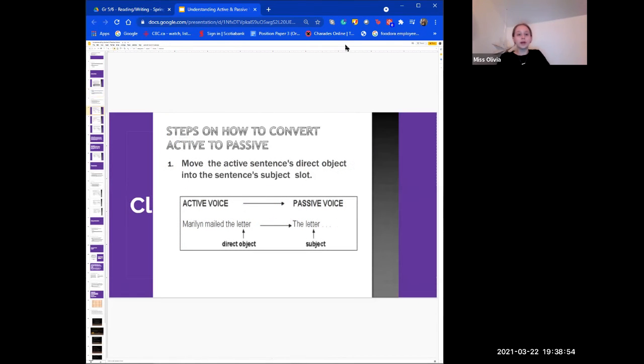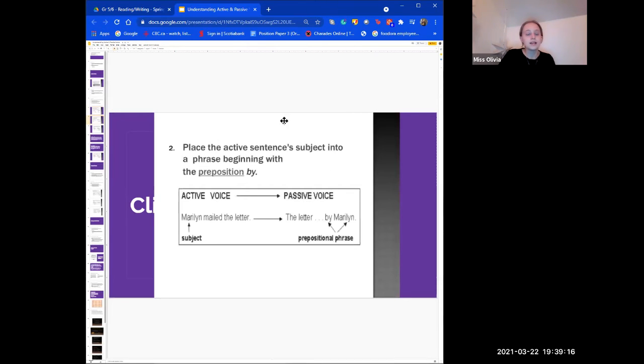All right. Now, sometimes we're given situations where we have to convert the active into the passive, and we're going to have a few questions on this shortly. In order to convert the active into the passive, you have to move the active's direct object into the sentence's subject slot. That's step 1. Step 2, you have to place the active sentence's subject into a phrase beginning with the preposition by.